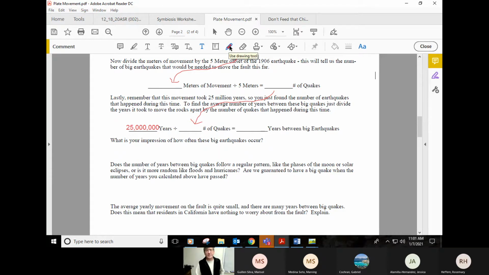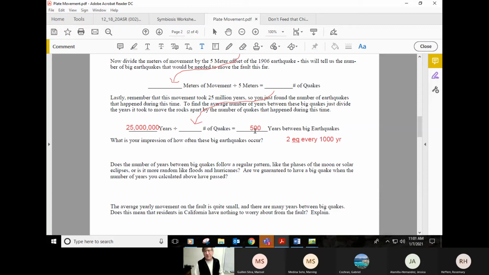Think about this. I'm not saying that this is the answer, but let's just say if it was your answer and there were 500 years between big earthquakes, doesn't that mean that there should be 2 earthquakes every 1,000 years? Right? Doesn't that mean there should be 2 every 1,000 years if there's 500 years between big earthquakes? But does that mean that it will be exactly on the 500th year and on the 1,000th year?